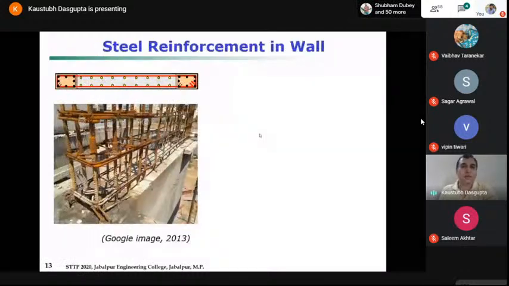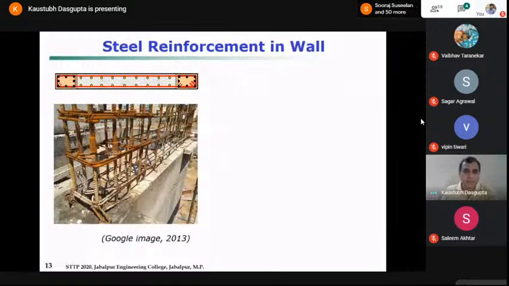Let us look at how the reinforcement looks like. So this is how the reinforcement looks like. This is the bar having the end in the boundary elements. These are the bars in the boundary elements, and the wall is having the same cross section throughout. And these are your ties. So the boundary elements can have separate ties, just like columns. And this is how your configuration looks like.